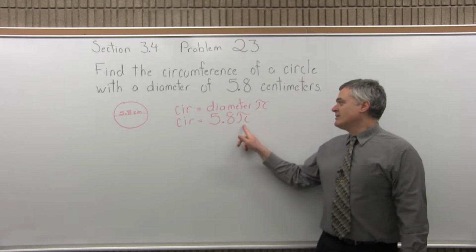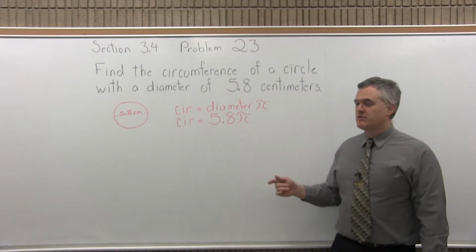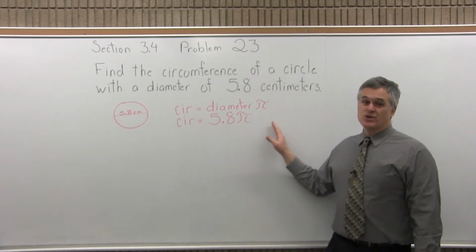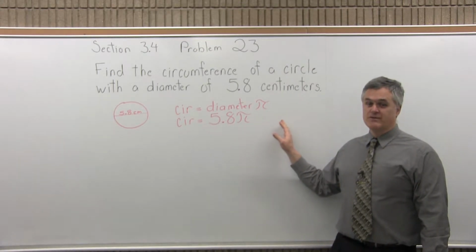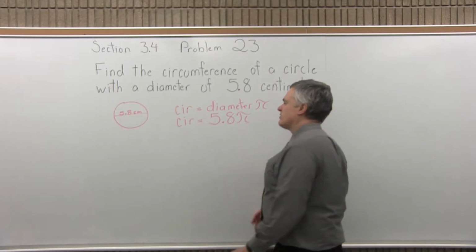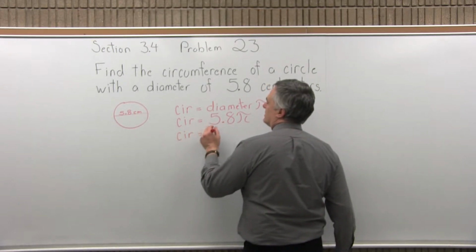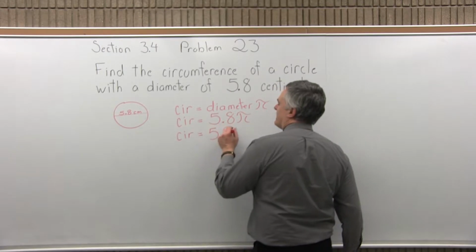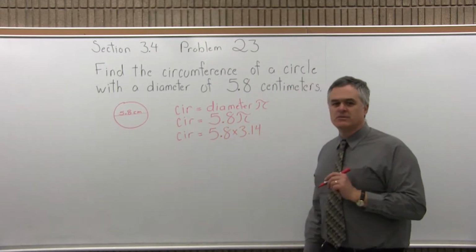Because pi, the places after the decimal never end. Most people say 3.14 for pi, but it actually goes on and on. So if you need more accuracy, you can put 7 or 8 places or more after the decimal. For most people, 3.14 is accurate enough. So the circumference equals 5.8 times pi, I'll put in times 3.14.